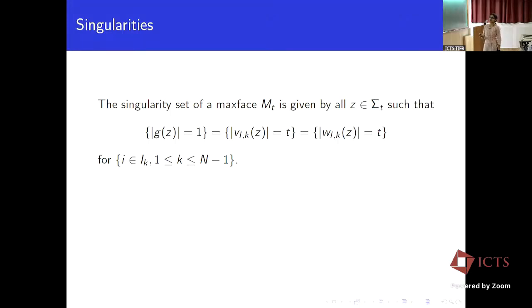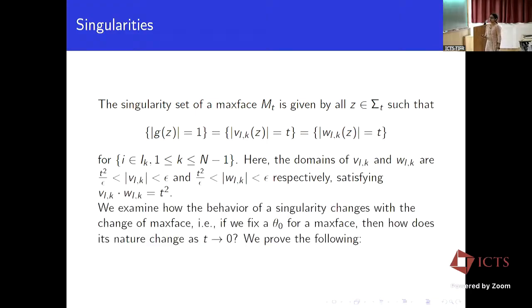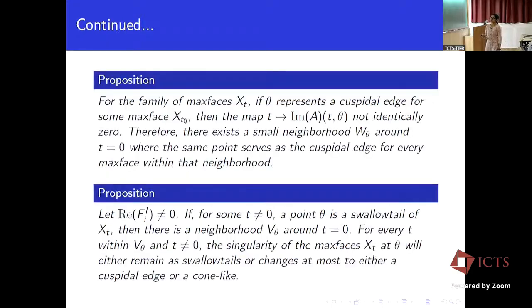It turns out that the singularities are only in the necks. Then we examine the behavior of the singularity, how it changes with the change of Maxface. It says that if theta is a cuspidal edge for some Maxface, say x at t naught, and we have some conditions, then around t equal to 0 there is a neighborhood W theta such that for every non-zero t in W theta, the cuspidal edge remains a cuspidal edge for every Maxface.